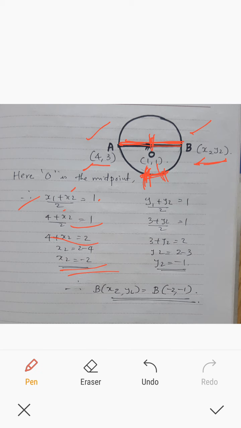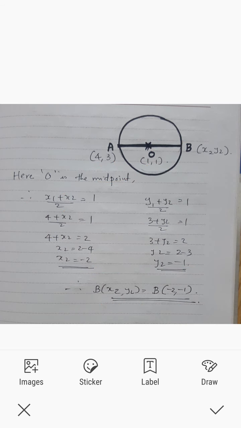Similarly, 1 is y1 plus y2 by 2. This is x1 plus x2 by 2 and this is y1 plus y2 by 2. y1 plus y2 by 2 is 1, y1 is 3, y2 we have to find. 3 plus y2 by 2 is 1, transposing 2, 1 into 2 is 2, y2 is 2 minus 3, y2 is minus 1. So the coordinates of the other endpoint of the diameter, B, are minus 2, minus 1.